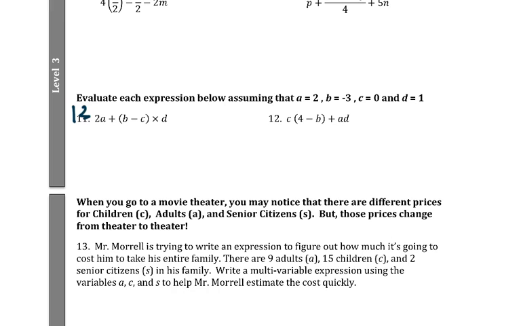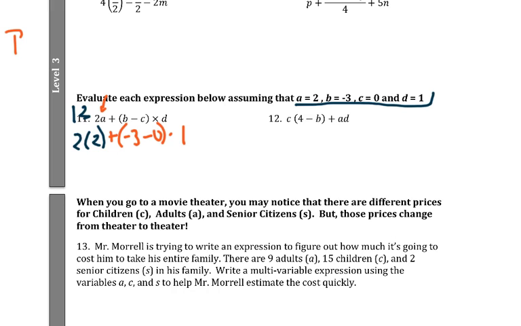Okay, so once again, I've told you the same letters are going to equal the same numbers here. We just have them written out differently. So this time we're going to have 2 times 2, because I'm going to take out the A and put a 2 in its place. And one trick that I'm going to teach my students is anytime you're substituting a number in for a letter, if there's a number right in front of it, like here there's 2A, you're going to want to use parentheses. Then we've got plus -3 minus 0 times 1.